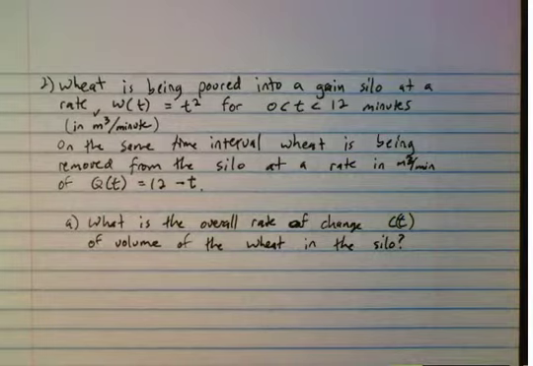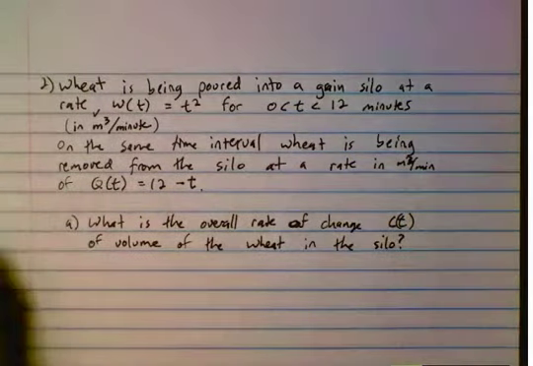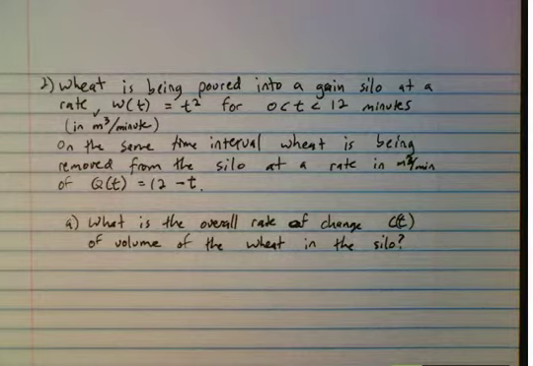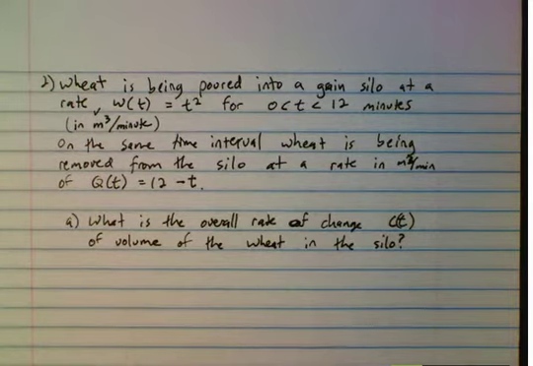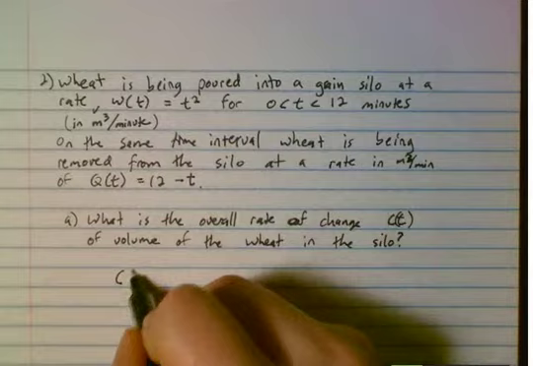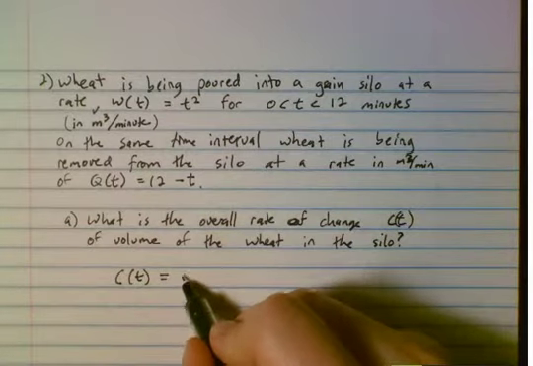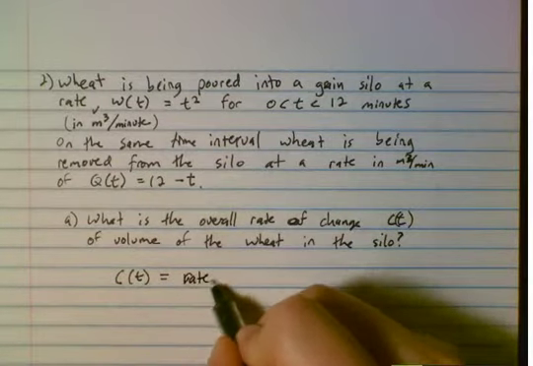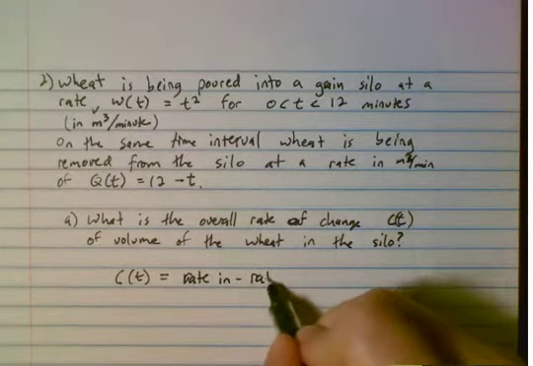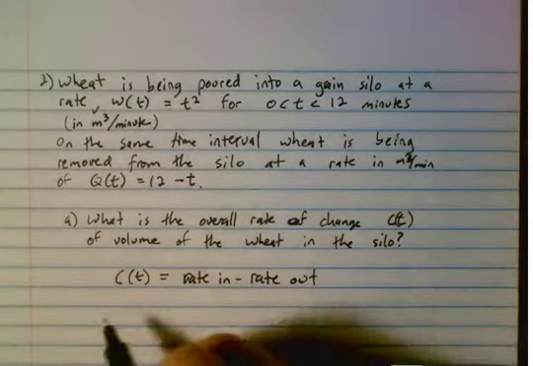in the silo. So what we're looking at is we've got some wheat that's being poured in, we've got some wheat that's being taken out. Overall, how quickly is it changing? Obviously the level's going up because there's stuff being poured in, and the level's going down because there's stuff being taken out. How do these balance each other out? So what we're really saying is that C of T, the overall rate of change, is the rate in minus the rate out. And we've seen that before.